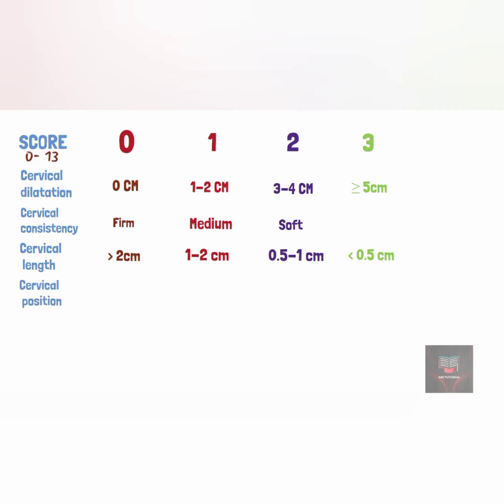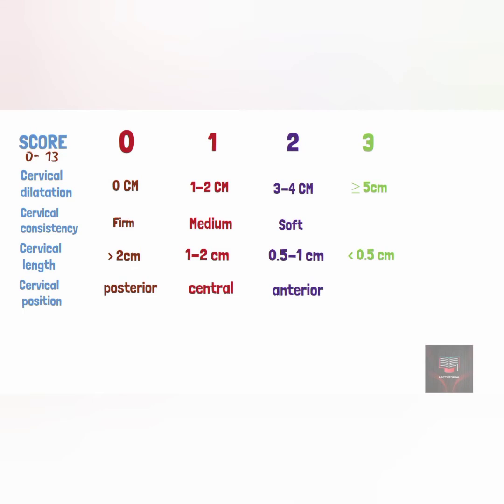The cervical position is also graded from 0 to 2. If the cervix is located posteriorly, it is given a score of 0, while if the cervix is central, it is given a score of 1. And if the cervix is anterior, it is given a score of 2.